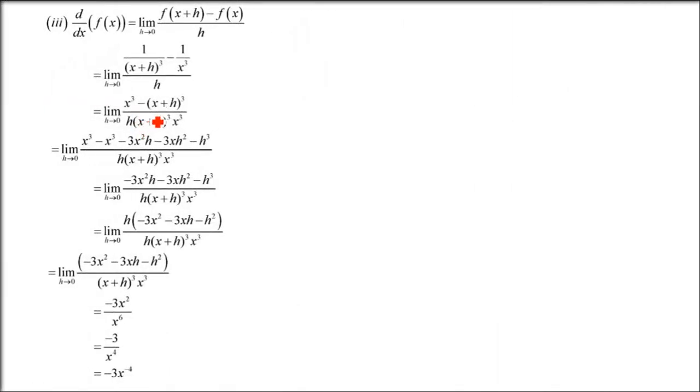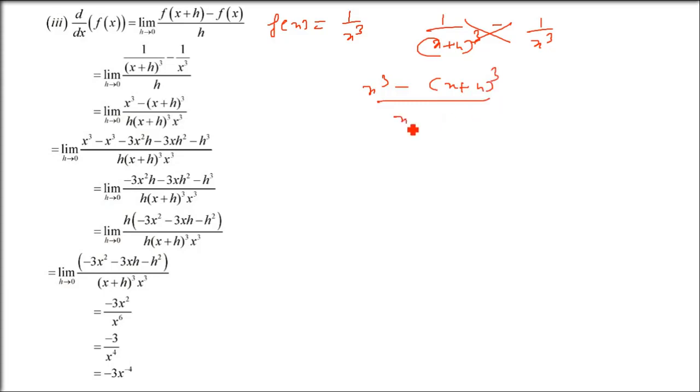Now the third one is 1 by x cube. As I said, there are 15 parts of the first question only. So f(x) is 1 by x cube. Just put it here: 1 by (x plus h) whole cube minus 1 by x cube, divided by h. Divided by h we will take at the last. Now just take the LCM: x cube minus (x plus h) whole cube, divided by x cube and (x plus h) whole cube.